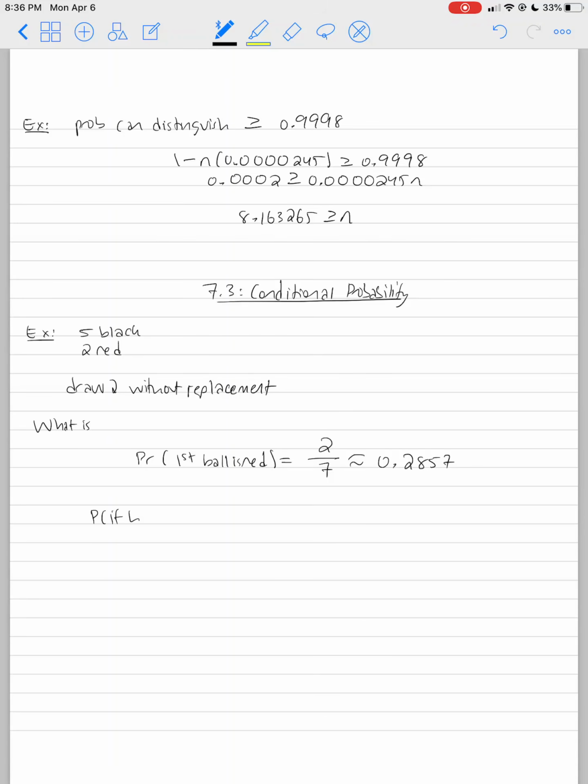Now, what about if black is first? What is the probability that the second is red? So I have some extra information. Of my 7 original balls, remember that I have already drawn out a black one. So there's only 6 balls left, 4 remaining black and the 2 red, and of those, 2 are red. This works out to be a probability of 33%. I just increased my odds. This is known as conditional probability.